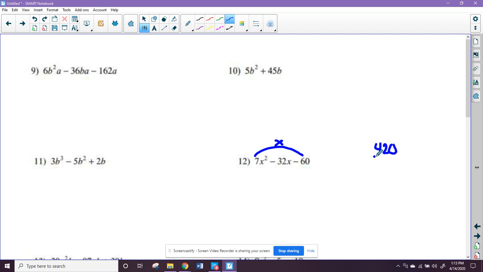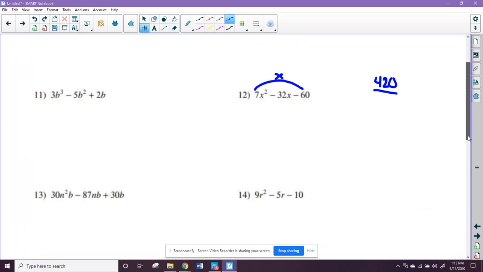So we have to find factors of 420. Now this is going to be fun. So start off with 1 and 420. Then 2 and 210. 3 and 140. 4 and 105.